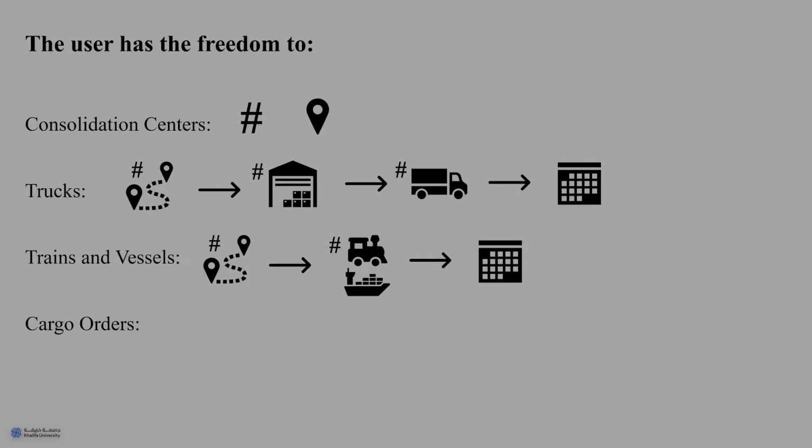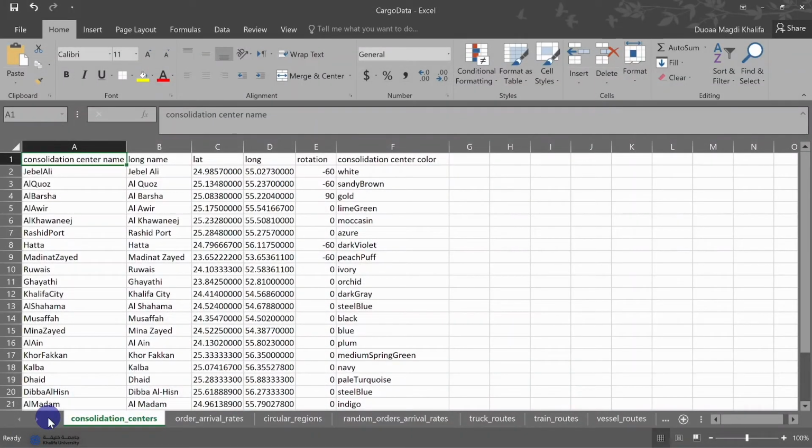With respect to cargo orders, the user can determine the location and the number of the circular regions, as well as the arriving rate for both types of orders. For couriers, the user can determine the number of couriers and their parking location. Now let's take a look at how the Excel workbook looks like.